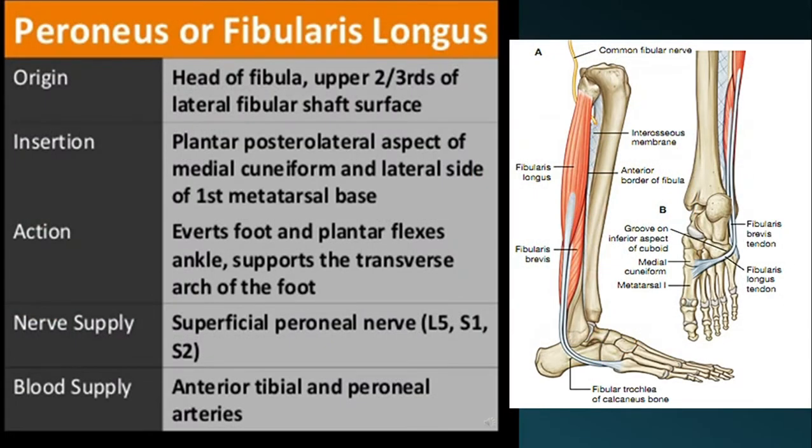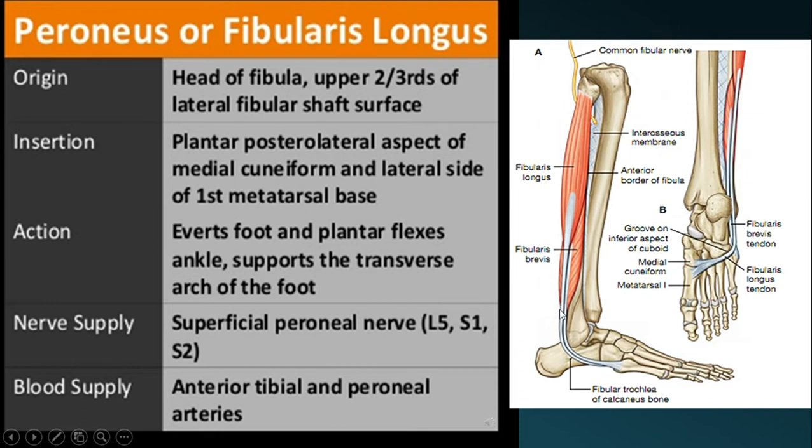The superficial muscle of this compartment is fibularis longus. Here you can see it is taking origin from the lateral aspect of head of fibula and upper part of lateral surface of fibula. And then this muscle is the longer one, that is why it is called fibularis longus, and it is going to pass over the fibularis brevis muscle.